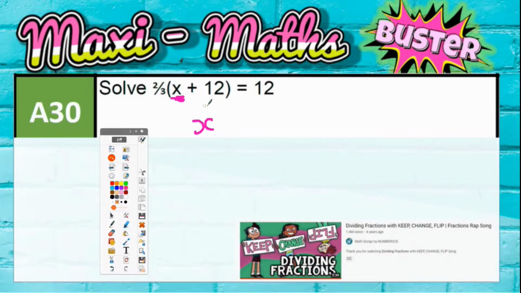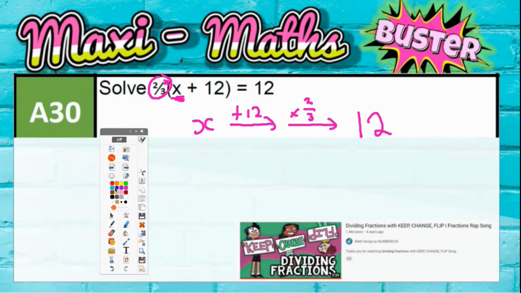So the first thing that's being done to that letter x, you've got to look inside brackets first because of BIDMAS. The only thing happening to that x inside the bracket is 12 being added onto it. But then the whole bracket is timesed by 2/3. Don't forget there's an invisible times sign between the 2/3 and the bracket. So we are then timesing by 2/3, and that is all equal to 12. So 12 pops out the other side.